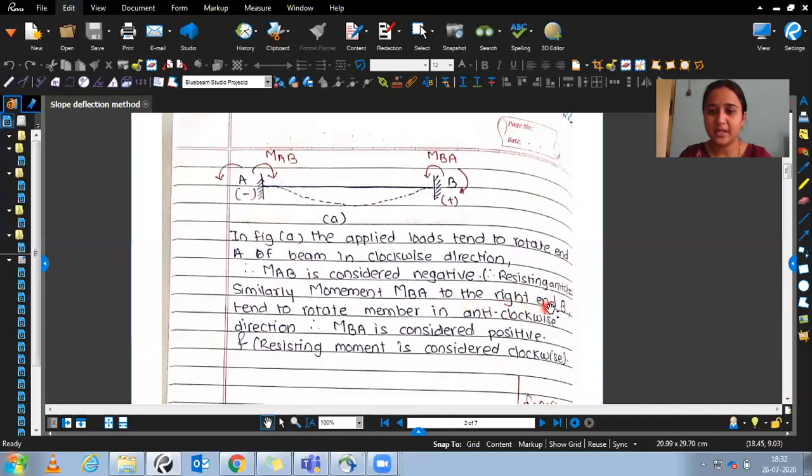Similarly, the moment BA at the right end B tends to rotate the beam in anti-clockwise direction. That's why this moment is considered positive, and the resisting moment is considered clockwise.